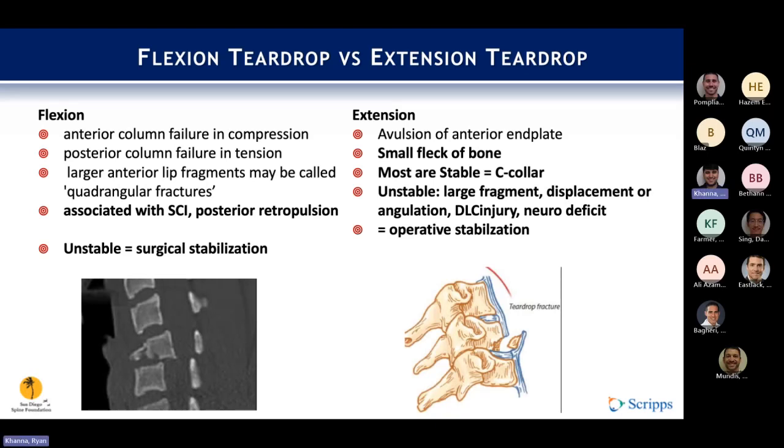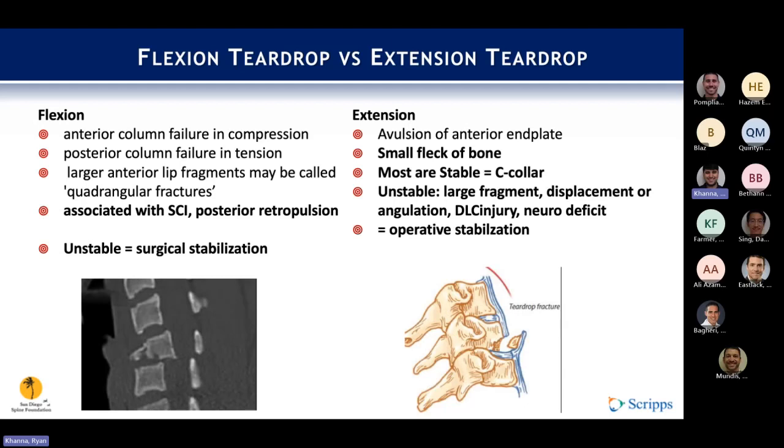Next, I want to talk about flexion teardrop versus extension teardrop. These are two different mechanisms leading to two different radiological findings. In the flexion mechanism, with the severe force of the flexion, the anterior column fails, and what ends up happening is these larger anterior lip fragments, called quadrangular fractures, result.